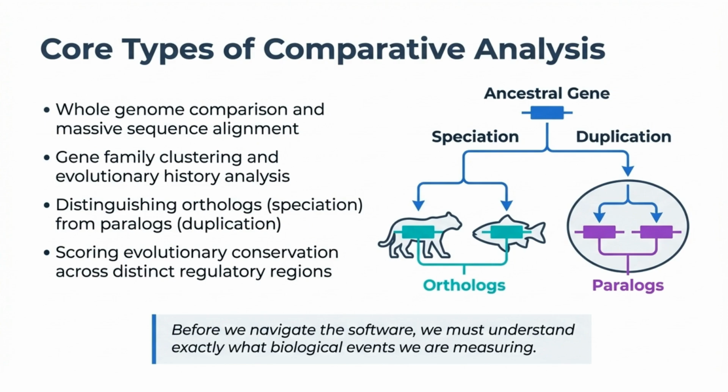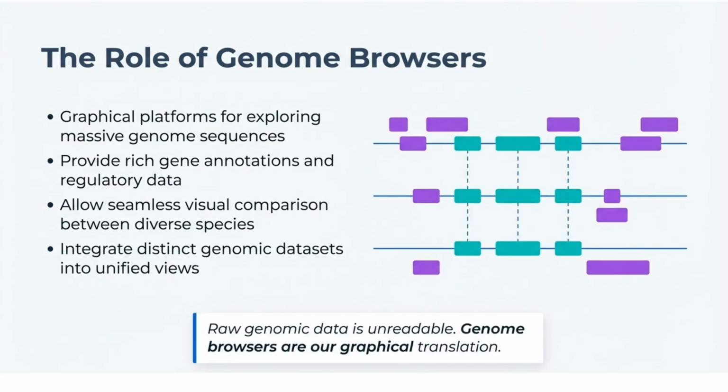To explore these relationships visually, researchers rely heavily on genome browsers. Raw genome sequence data is enormous and not easy to interpret directly. A file containing billions of nucleotides is not something the human eye can easily analyze. Genome browsers solve this problem by converting genomic information into an interactive visual format. They allow researchers to see genes, exons, introns, regulatory regions, variants, and conservation patterns in one integrated view.